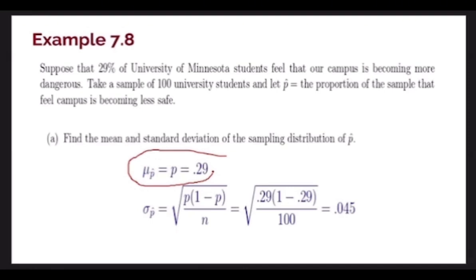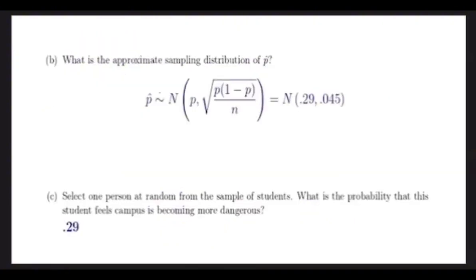Now, if I want to find the standard deviation, don't forget, I'm going to use this particular formula. I know what my p is, and I know what my sample size is. I'm just going to plug that in, and that's going to give me 0.45. Now, another question is going to ask, what is the approximate sampling distribution of p-cap? Pay attention. I'm seeing a lot of exam questions. What is the approximate sampling distribution of p-cap?